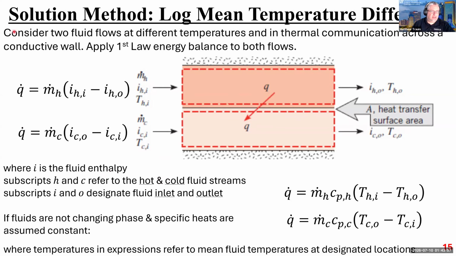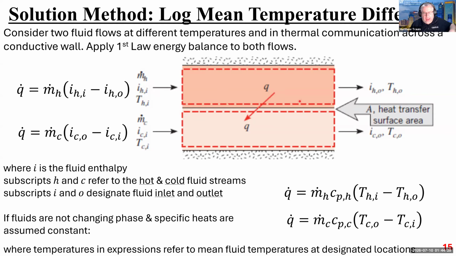Okay, so we're going to consider two fluid flows at different temperatures that are in good thermal communication across a conductive wall, so basically a heat exchanger. And we're going to apply the first law of thermodynamics, the energy balance, to both flows. So you can see here I've got my control volume for the hot fluid, and here I've got my control volume for the cold fluid.